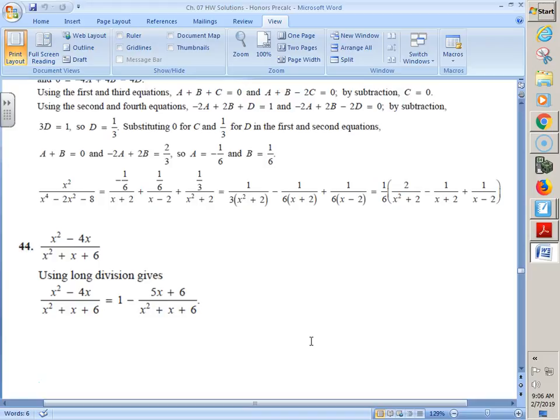Whatever your A's and B's, whatever your letters are, you should have gotten a negative 1/6 over x plus 2, a 1/6 over x minus 2, and a 1/3 over x squared plus 2. The x term actually ended up, C actually ended up being 0. So you could have had that guy, C was 0, and then D. Cx plus D, D was 1/3.